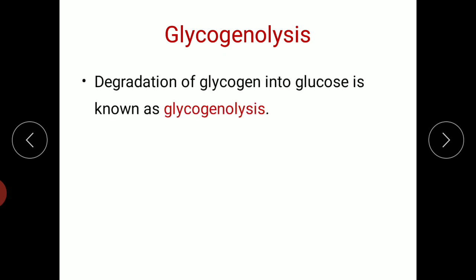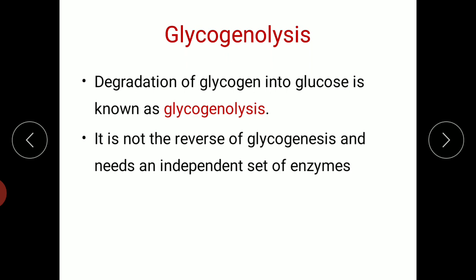Degradation of stored glycogen into glucose is known as glycogenolysis. It is not the exact reversal of glycogenesis but needs a completely independent set of enzymes. The location of this process is cytosol itself. Because glycogen is stored in the form of granules in cytosol, both the synthesis as well as breaking down of glycogen will occur in cytosol.